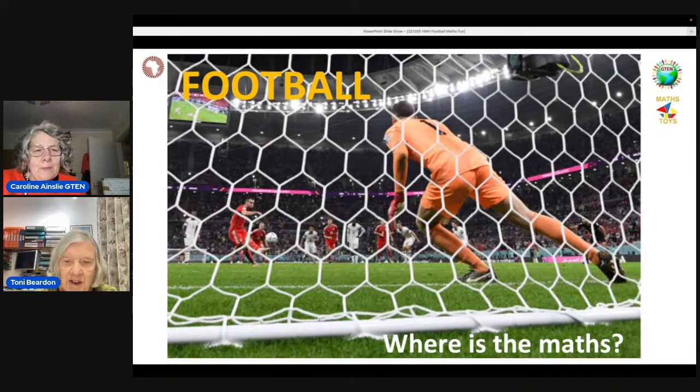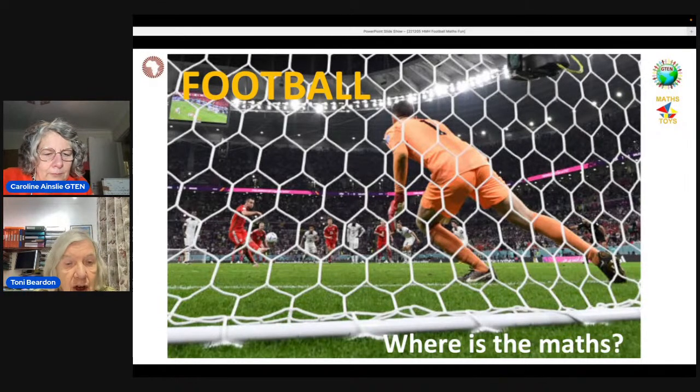Yes. Now, here's the question: where's the maths in football? We thought that because this is near the end of term, teachers would be really happy to see some activities that they could give their children to do in class that relate to football. Most people at the moment are interested in football.